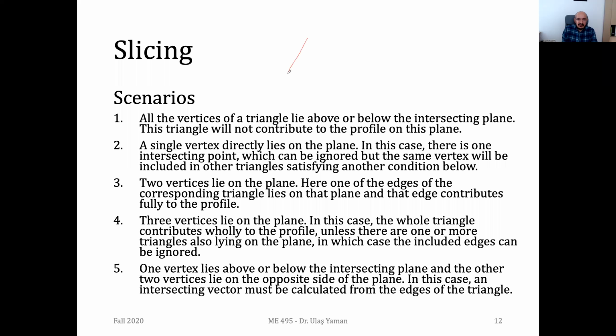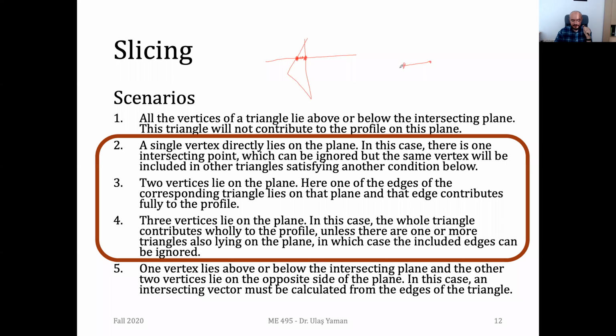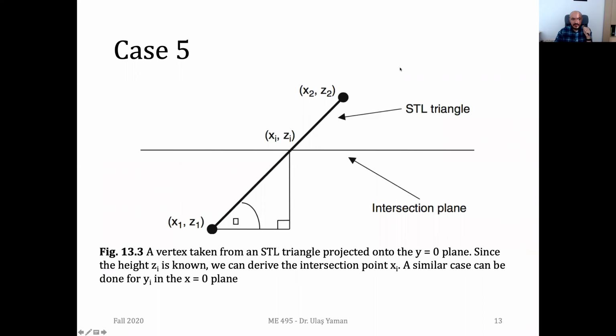We have a triangle like this one, and this is our slicing plane. Now we will spend some time on this kind of intersection. In such intersections, we need to determine these intersecting points. Once you obtain these intersecting points, then you can simply define a line segment between these points, and that line segment will be contributing to the outer profile. So that's it, actually. This is the fifth case.